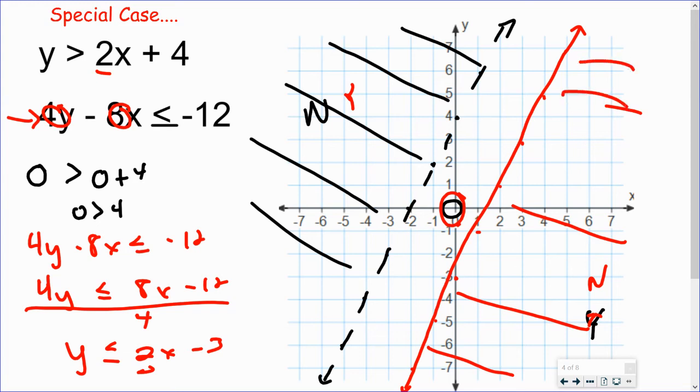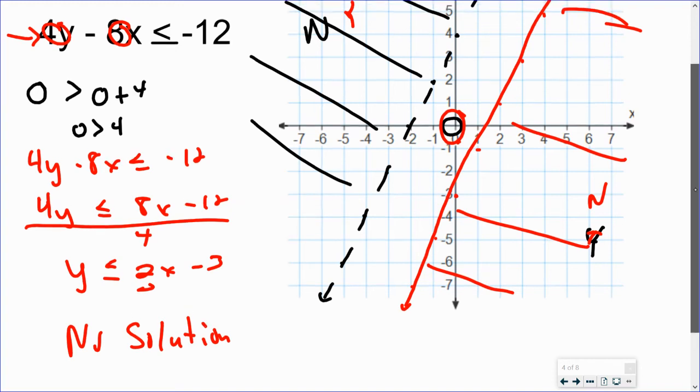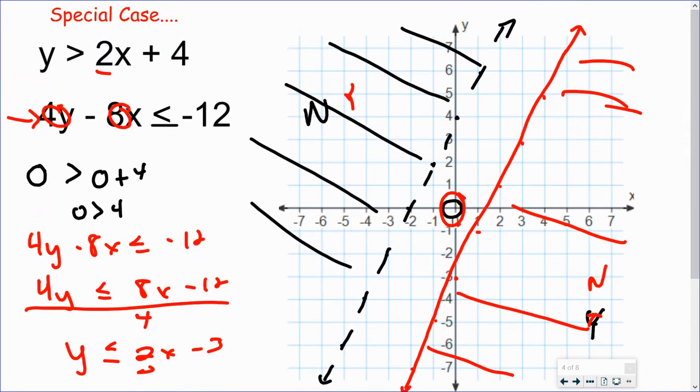Now, looking at this, where do they overlap? Where does the shading overlap? Well, this one goes here, and this one goes there. This particular one has no solution. Those two lines are parallel, and they don't intersect. The shading goes opposite each other. There's nothing that they share. It has to share.